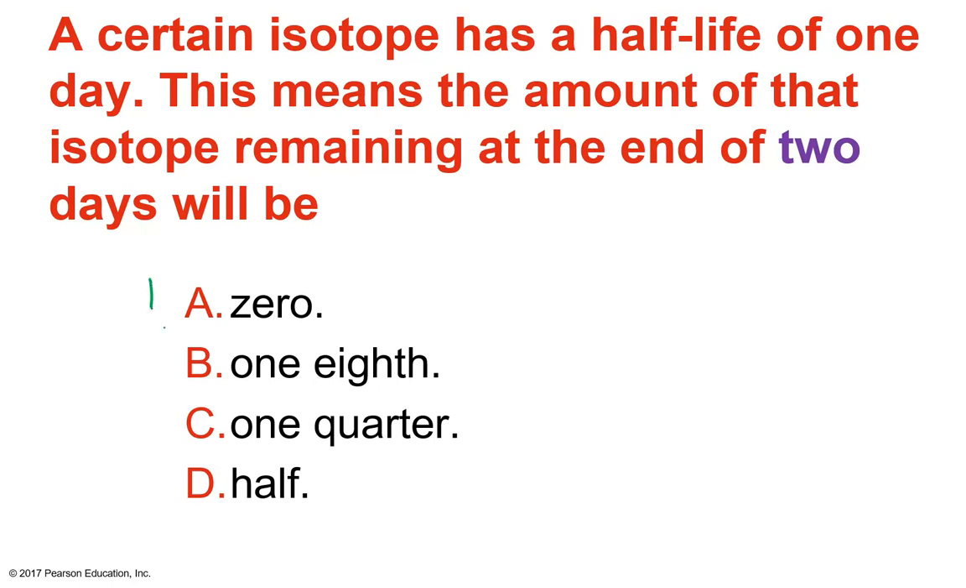We had one person that said 0, 3 that said 1/4. The 1/4 is right. Remember, 1/2 every half-life. So after 2 half-lives, it's not 1/2 plus 1/2. It's 1/2 times 1/2, or 1/4.